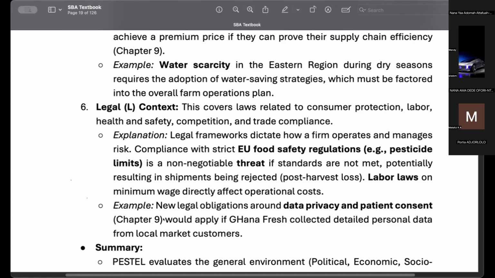Okay. Good. Now, new legal obligations around data privacy and patient consent would apply if GH Fresh collected detailed personal data from local market customers. So if you, GH Fresh, started allowing people to come and buy from you or even eat at your premises, and you are documenting their personal data, the question that comes is, have you gone to sign up with the Data Protection Commission? Are you adhering to all their principles so that they don't come after you and say that you are in breach?